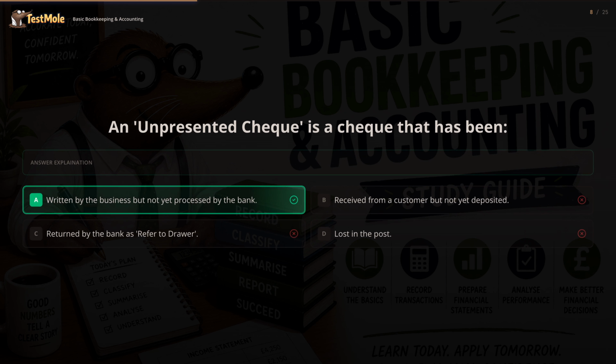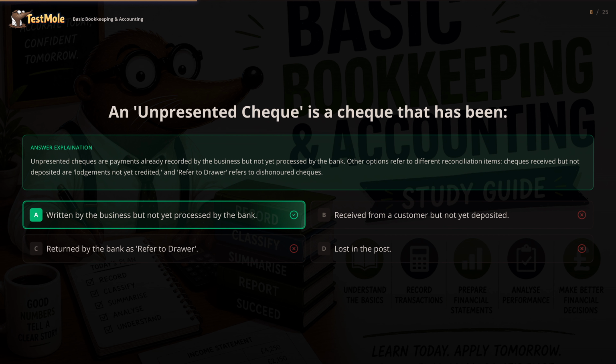The answer is A. Unpresented checks are payments already recorded by the business, but not yet processed by the bank. Other options refer to different reconciliation items. Checks received but not deposited are lodgements not yet credited, and refer to drawer refers to dishonored checks.